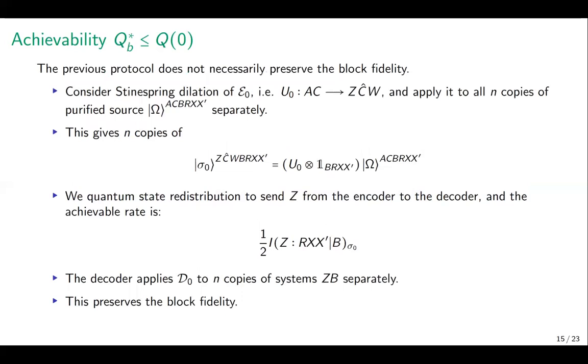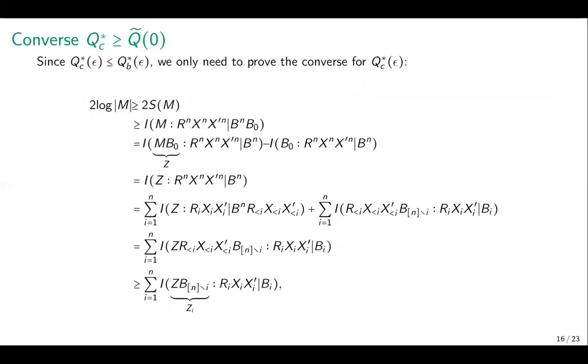Okay, in order to show the achievability for Q0, we have a similar strategy, except that instead of using this E epsilon in the definition of the Q epsilon function, we are going to use the CPTP map with the value of epsilon equal to 0. And essentially, we are going to again use quantum state redistribution as a sub-protocol to obtain this quantum rate here, which is equal to half of the mutual information between Z, the references, given B for this specific sigma 0 state. And we can show that with this strategy, we can preserve the block fidelity.